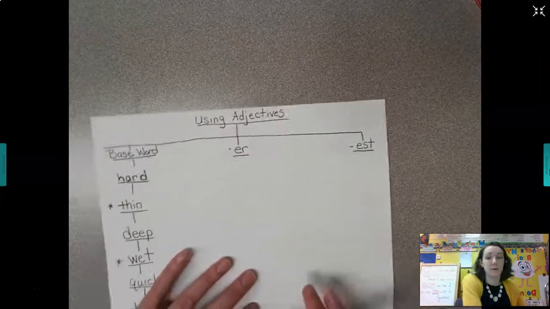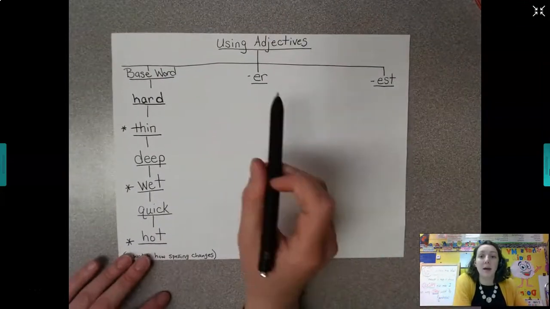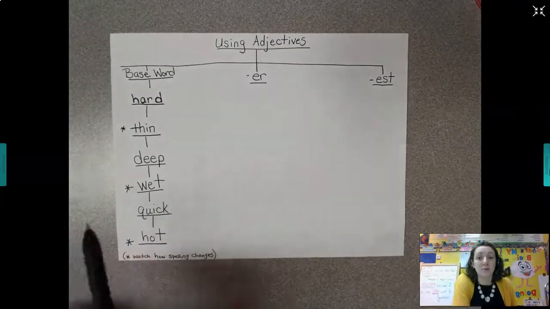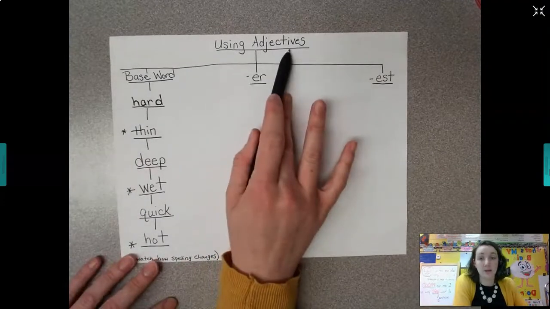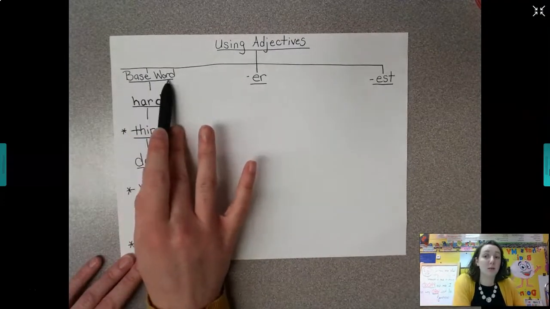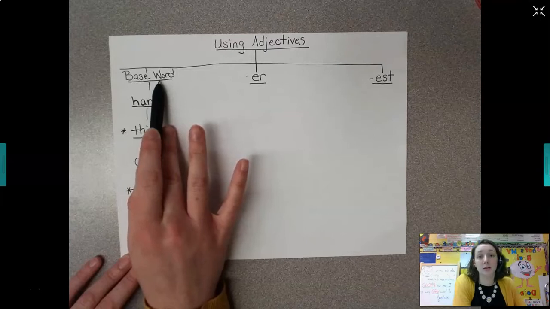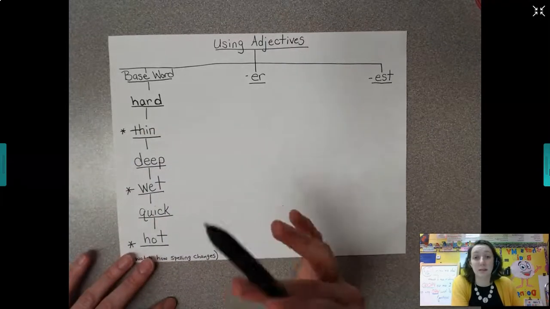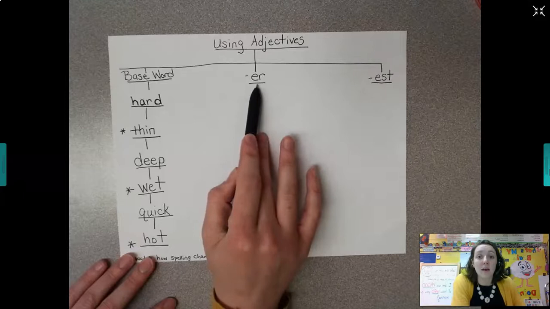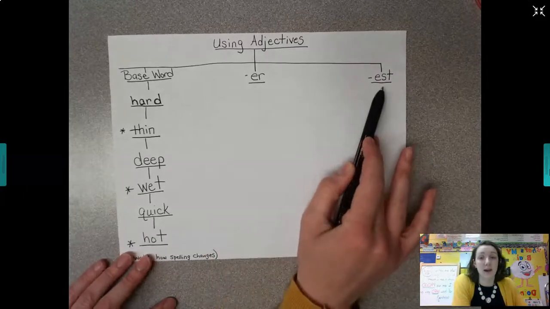Okay, so now you need to get a piece of paper to work along with me. We're going to make a tree map, which I've already started for us today, and it's labeled with our title, because remember it's always important to have that title, using adjectives. Our first branch is going to be the base word. Remember the base word, or root word, is the word before any ending or prefix has been added. You have ER in the middle and EST as our last branch.